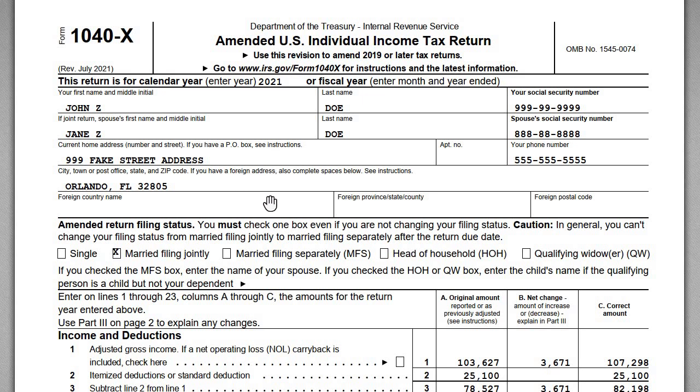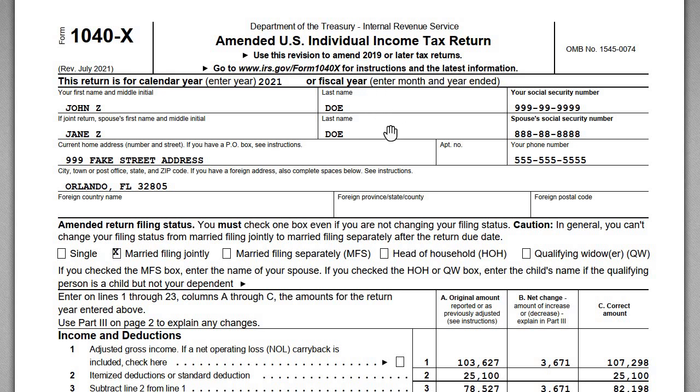Alright, for this video tutorial I want to go over how to prepare a sample amended Form 1040. In order to amend a Form 1040 you have to file a Form 1040X, okay? 1040X, Amended U.S. Individual Income Tax Return. If you need to amend a business return you don't use this, right? There are separate procedures for that.